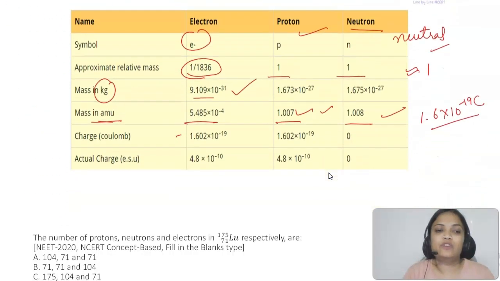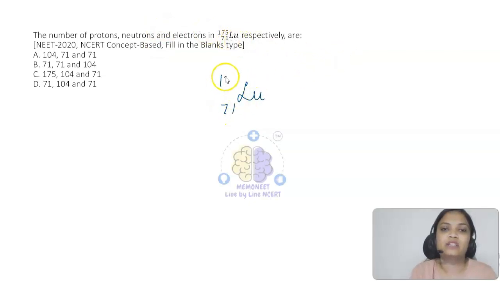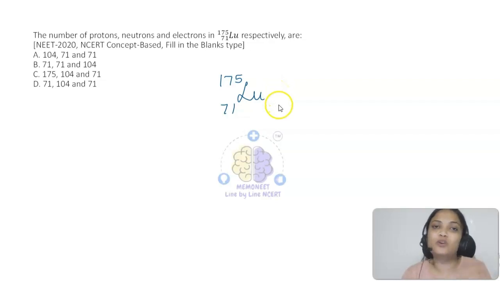Alright, so now we'll be moving to the next question that I have taken. The next question is the number of protons, neutrons and electrons in lutetium, Lu, with 71 and 175 given. So I need to tell the number of protons, neutrons and electrons. But for that you need to know what is the meaning of this particular representation. What is 71 representing and what is 175? If I don't know, I can't solve this question, right? So we need to know, students, how we represent any element.